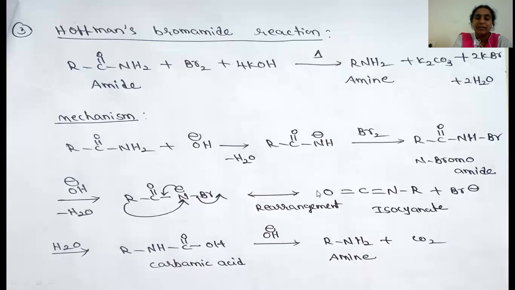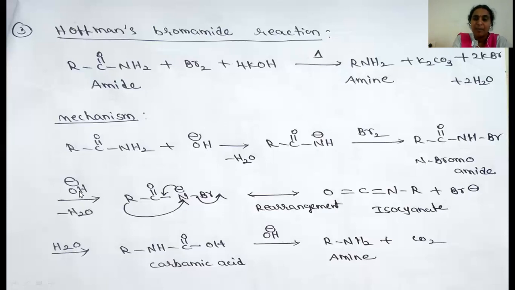So by this method, in the Hofmann bromamide reaction, an amide, when it reacts with bromine in the presence of base, can prepare primary amines. So in this mechanism, the amide first reacts with the base, which abstracts the proton from the amine and produces the N minus charge. When it reacts with the halogen, it produces the N-bromoamide.